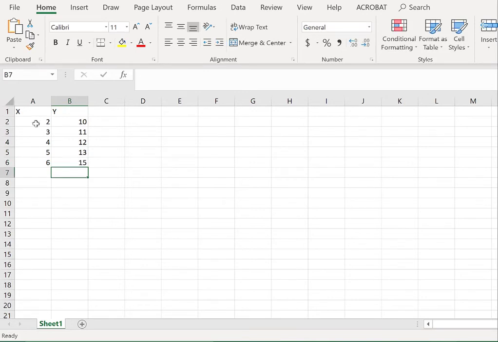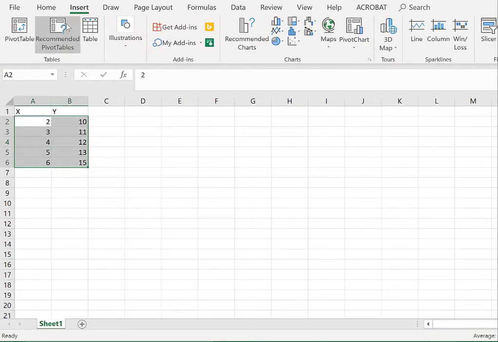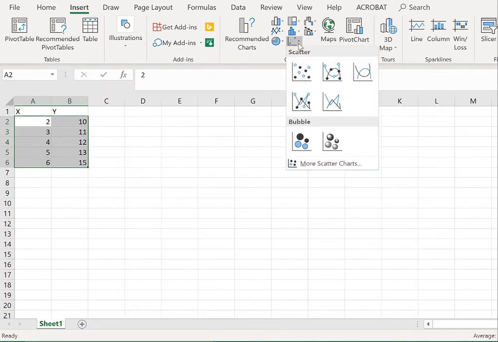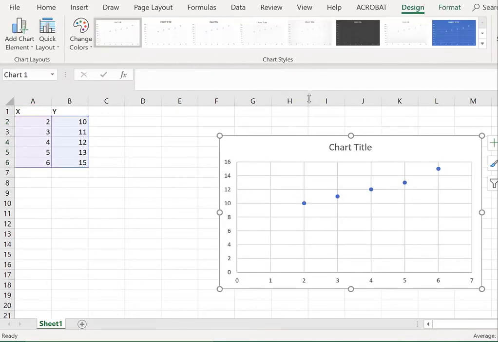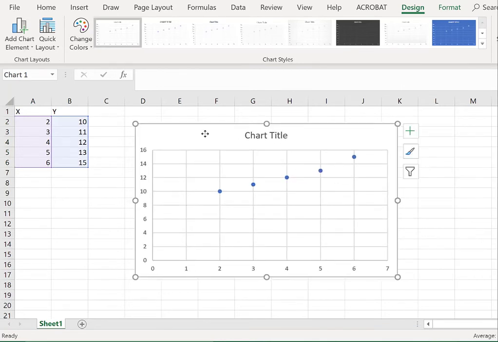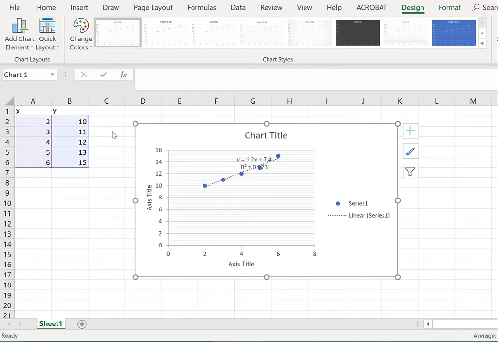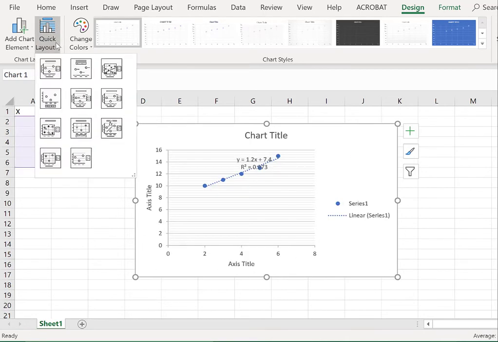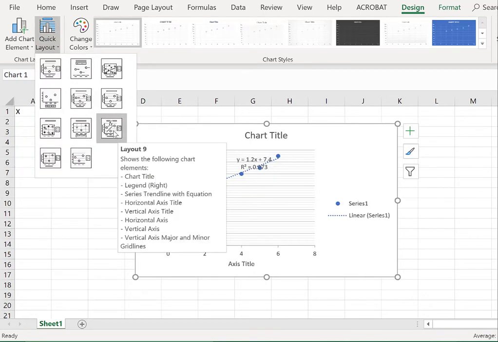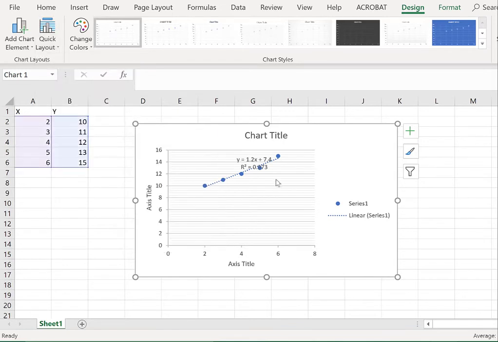Once you type up the x and the y values, you select all your data points and then hit insert. You go to the scatter chart and pick the one with no lines. That's the easiest way for you to get a chart. The second easiest way to get your equation to pop up so you can double check your answers is to click on quick layout number 9, the one that has the fx on it.